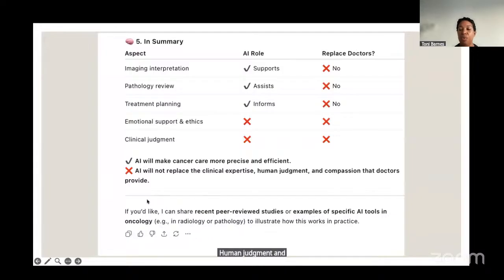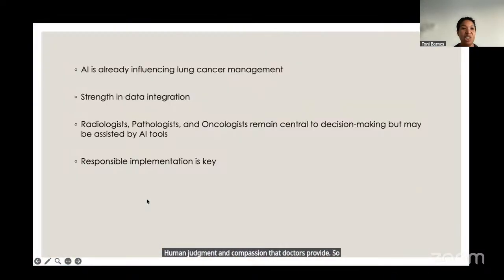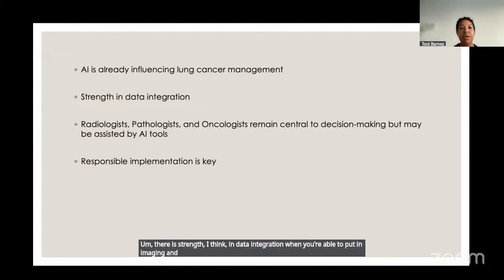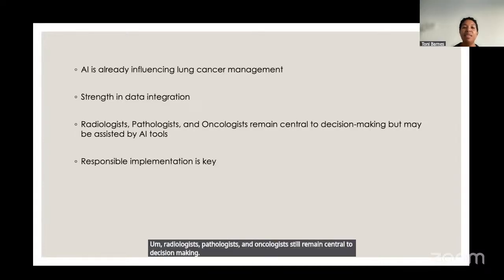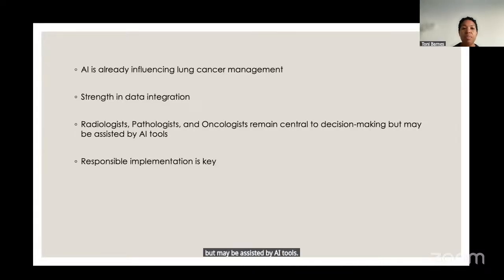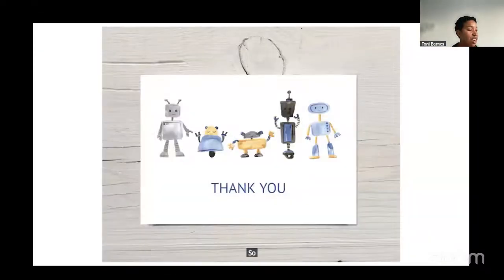So the take-home message is, AI is already influencing cancer management on a whole, but as I showed you, lung cancer especially, there is strength, I think, in data integration when you're able to put in imaging and clinical data together. Radiologists, pathologists, and oncologists still remain central to decision-making, but may be assisted by AI tools. And responsible implementation is key. So thank you very much for your attention, and I will take any questions now.